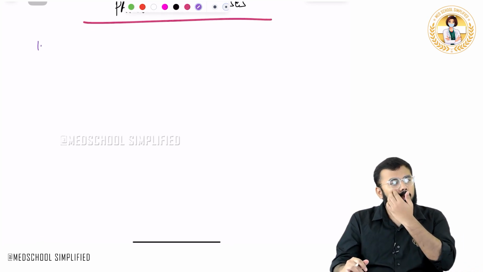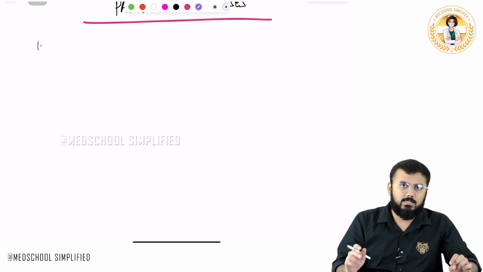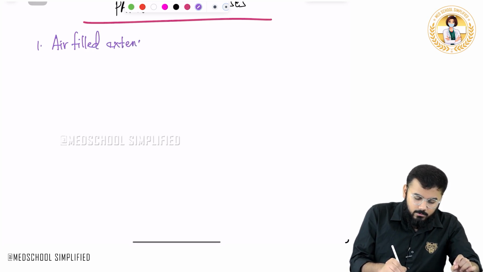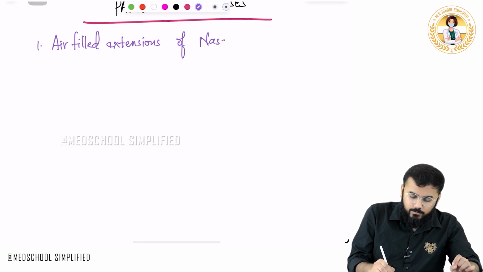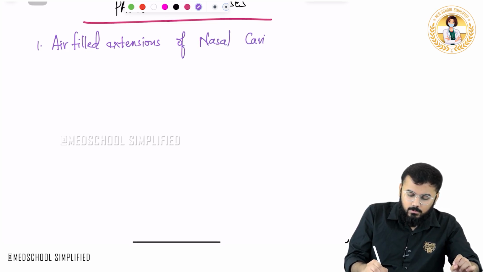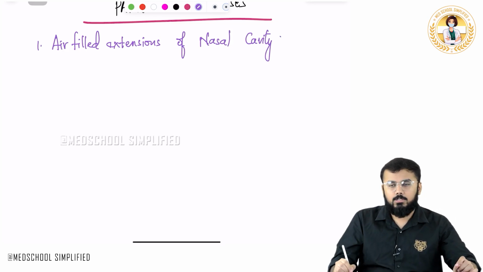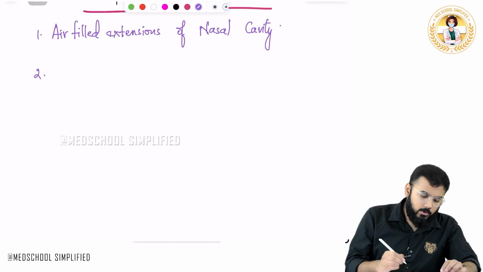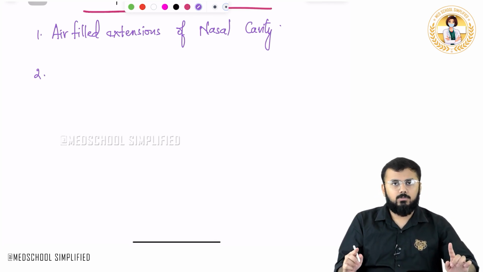Paranasal sinus is nothing but air filled extensions of nasal cavity. Air filled extensions of nasal cavity are called paranasal sinuses. Next, second important thing is how many paranasal sinuses we have got.